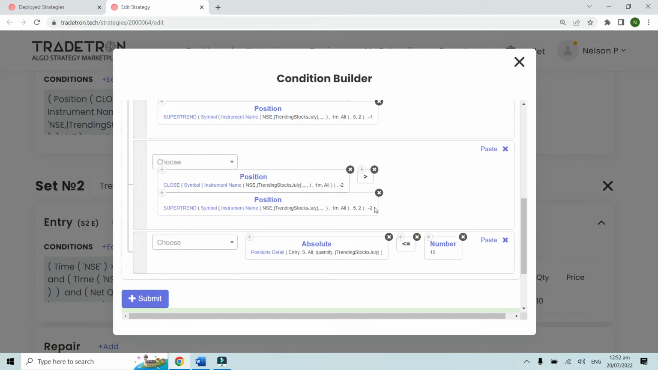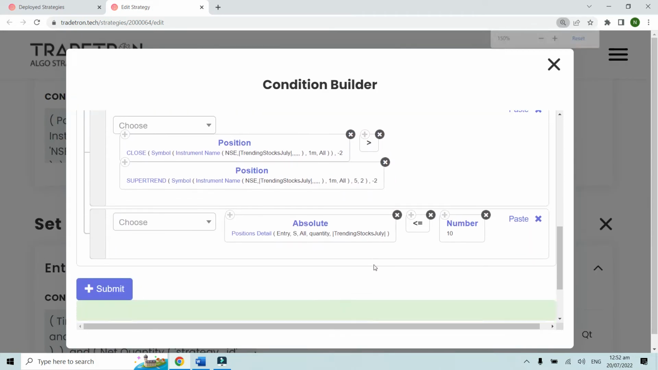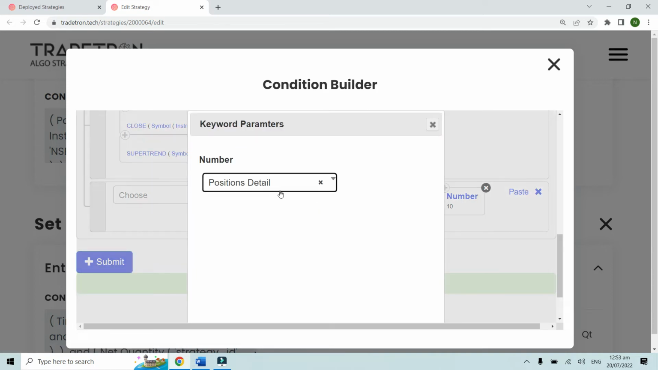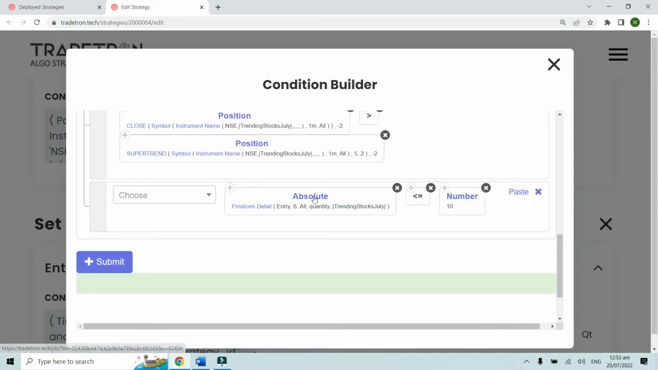After that we will also check the positions detail over here. Because it is on the sell side, I'm using absolute, and under that absolute keyword I have used positions detail. Under positions detail we are using the same, but in this case it is the sell side.